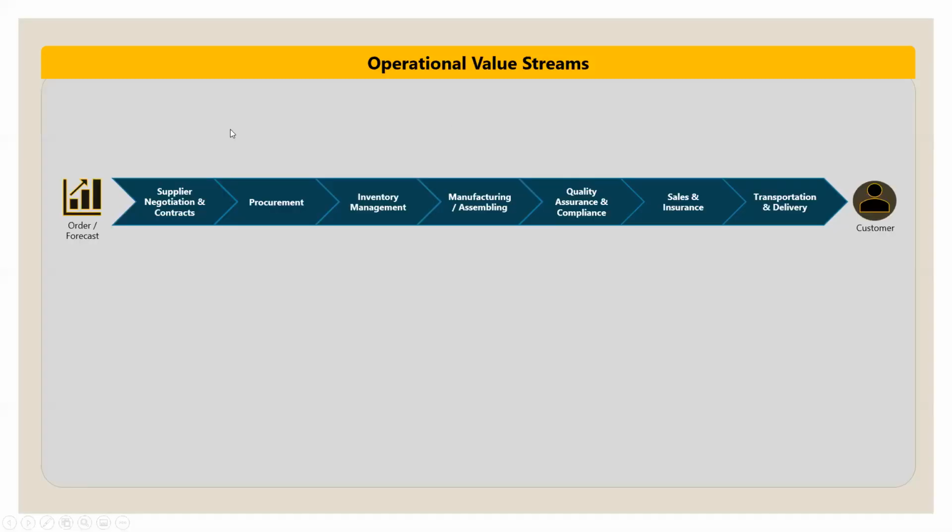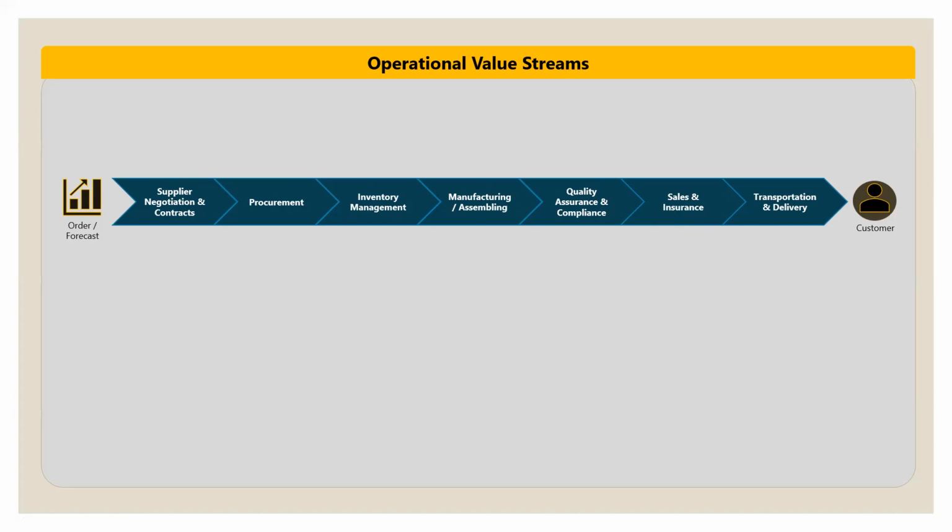So what is a value stream? As you can see, this is actually a car manufacturer. We start with how many parts we want to buy. Then we buy the parts, we manage the parts, we assemble the car, we do quality inspection, we sell the car, and we deliver the car. This is the life cycle of a car. These are the end points. These are the interaction points between an enterprise and its customer.